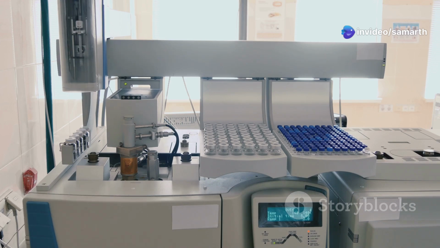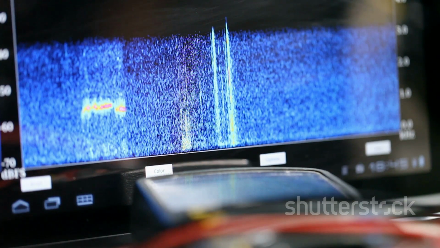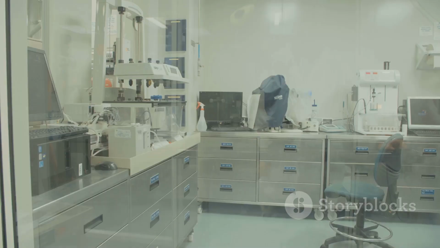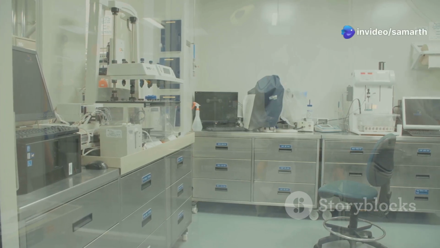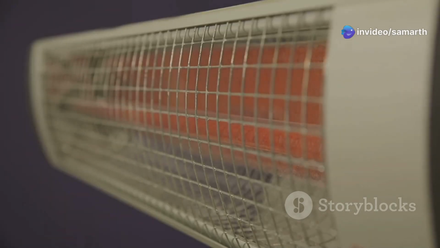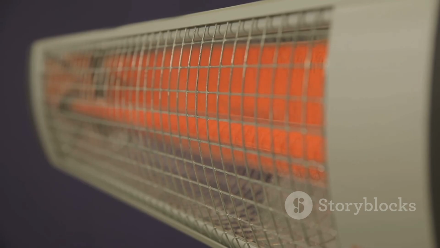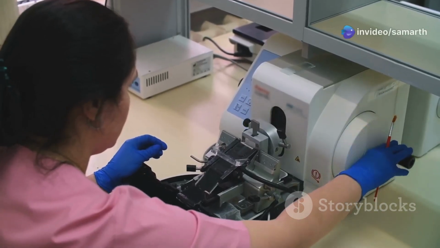An FTIR spectrometer is a sophisticated instrument that measures the absorption and transmission of infrared light through a sample. It consists of several key components working together to generate an infrared spectrum. The main components of an FTIR spectrometer include: 1. The infrared source. This component emits a broad range of infrared radiation. 2. The interferometer. This is the heart of the FTIR spectrometer.